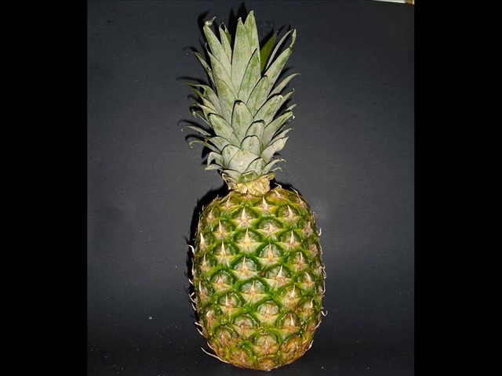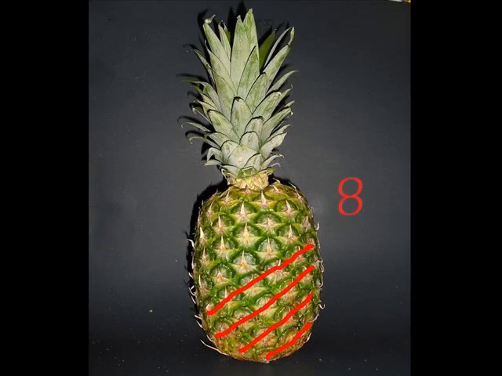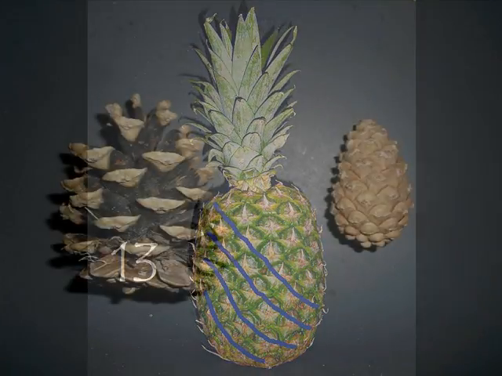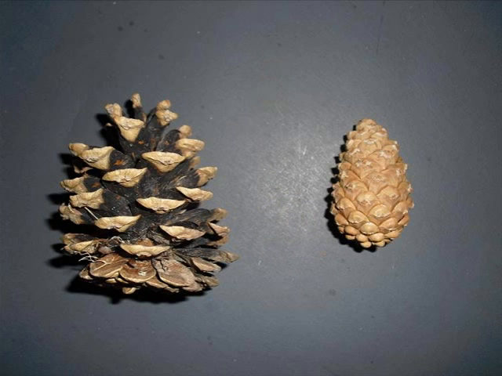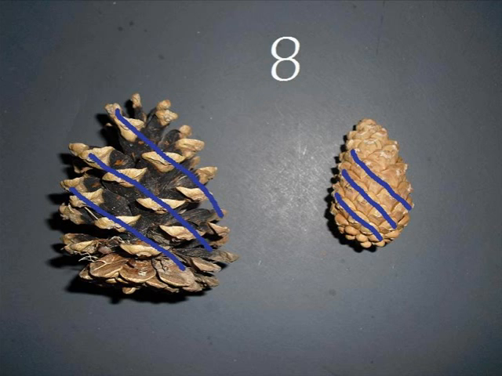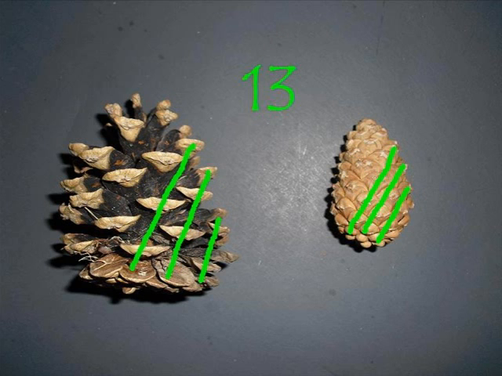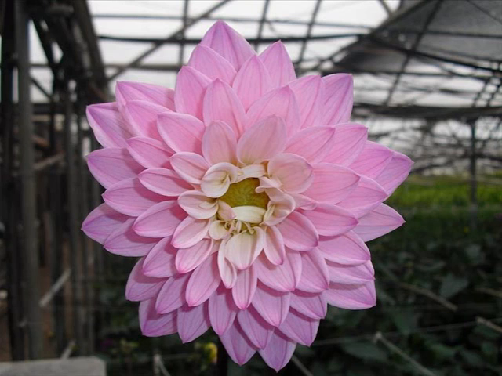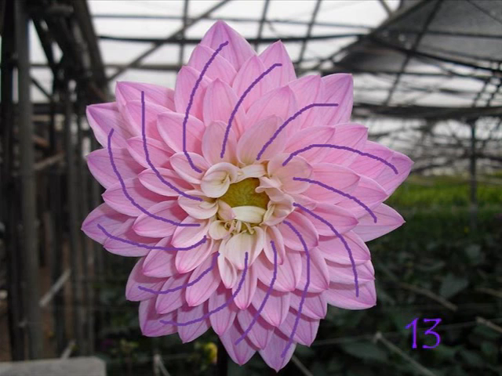Here's another example, the pineapple. It has 8 spirals in one direction, and 13 spirals in the other direction. Pine cones also have Fibonacci sequence. There are 5 spirals going in one direction, 8 spirals in another direction, and 13 spirals in a third direction. Notice once again that all numbers are consecutive numbers in the Fibonacci sequence. Seeds aren't the only places Fibonacci sequence can be found. Do you see it in the petals? There are 13 spirals going around.